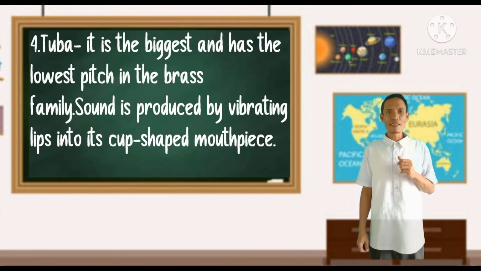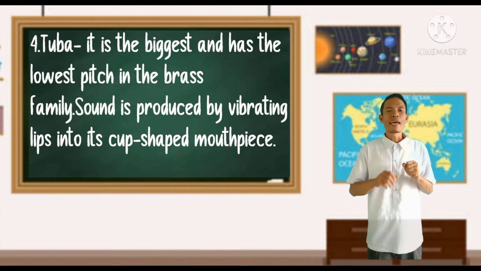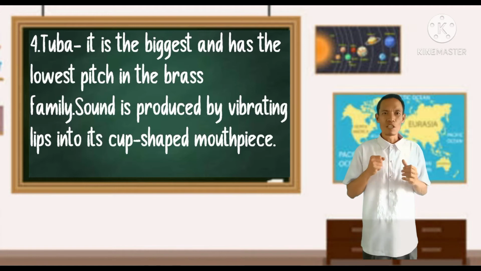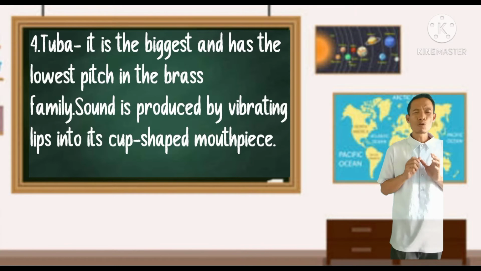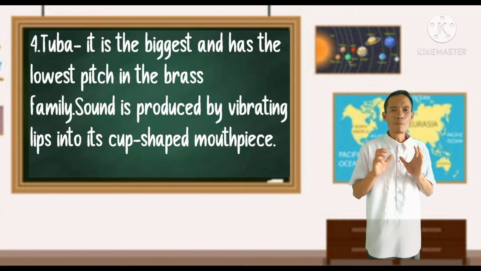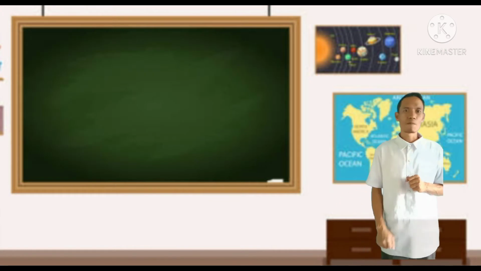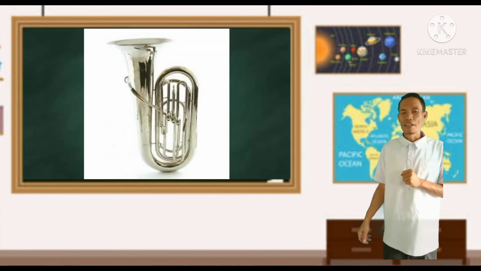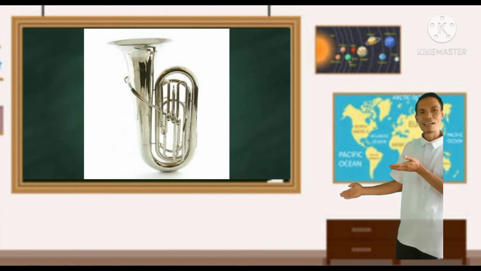Our next instrument is tuba. It is the biggest and has the lowest pitch in the brass family. Sound is produced by vibrating lips into its cup-shaped mouthpiece. And children, this is tuba.